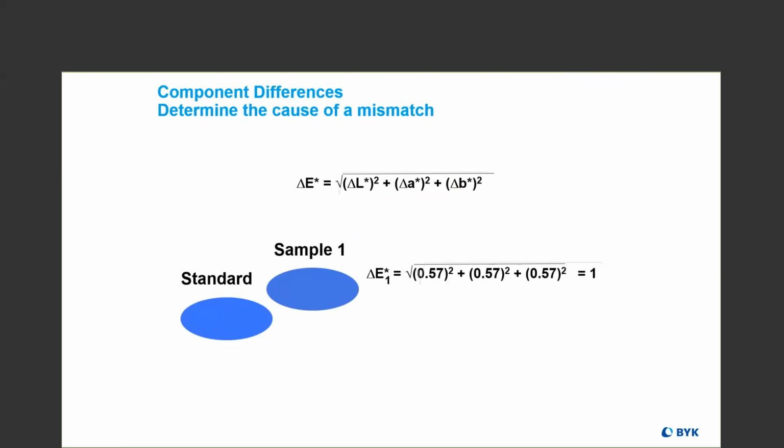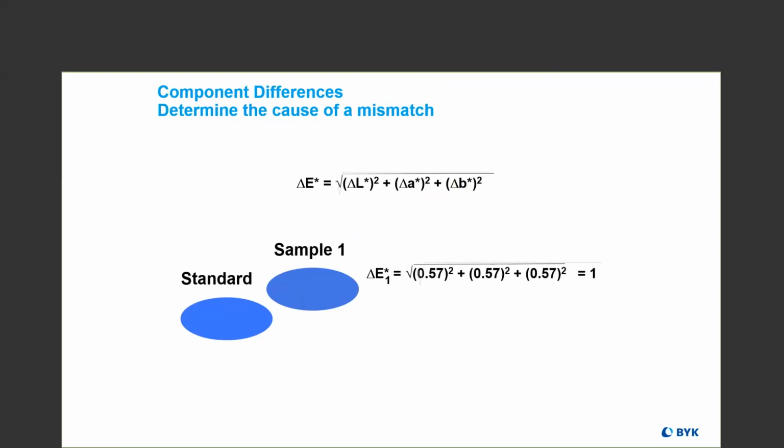and we can see that there's a 0.57 unit difference in the L value, 0.57 difference in the A, and 0.57 difference in the B. So all of the color difference is split evenly among the three values, L, A, and B. We plug those into this DeltaE star equation, and we get a DeltaE of 1.